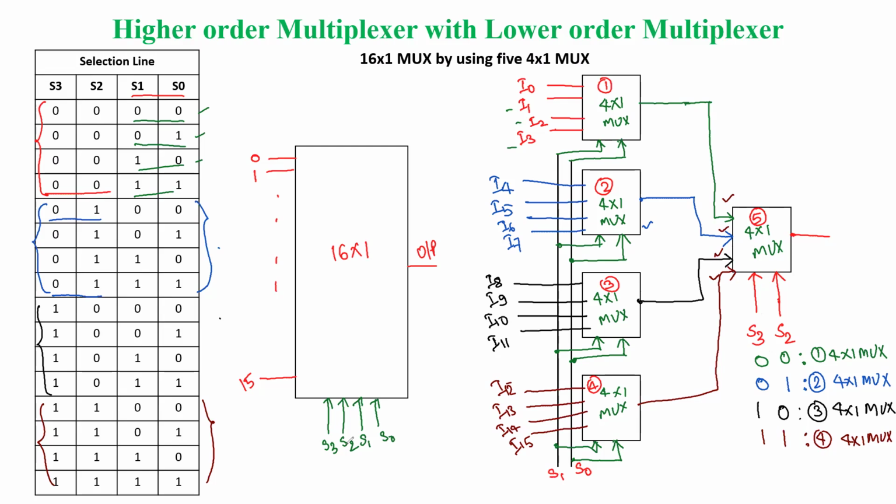This question is very important for university exams as well as conceptual questions in the GATE exam. Sometimes they can ask you how many 4x1 multiplexers are required to design a 16x1 multiplexer. And some other combinations are also possible.